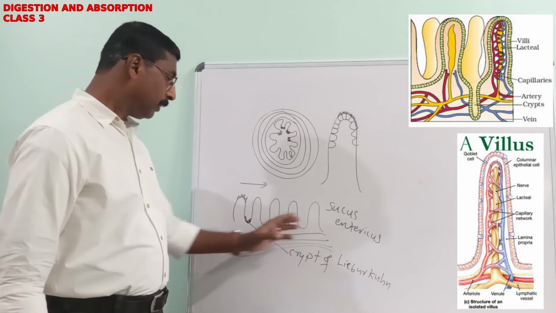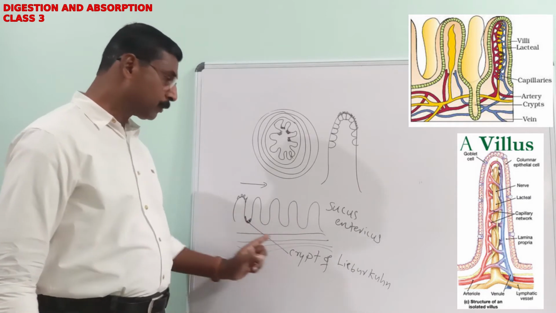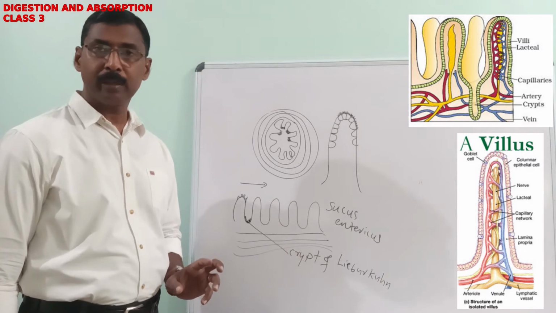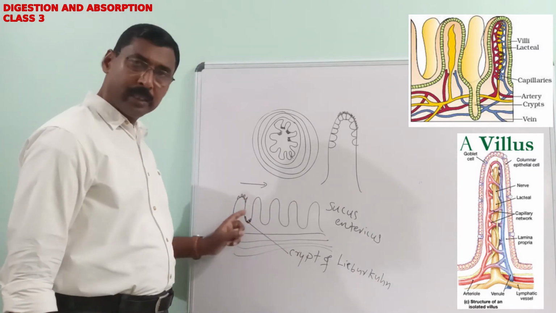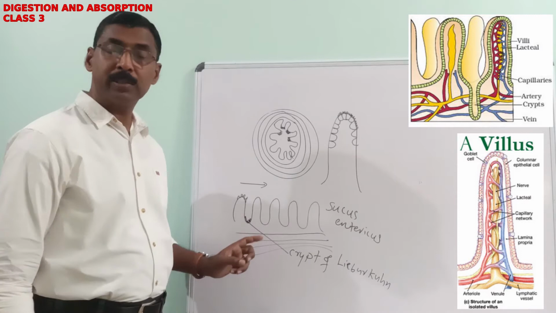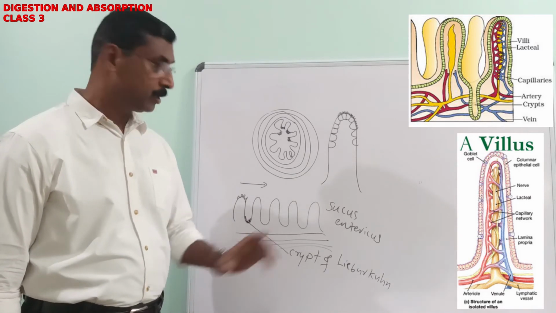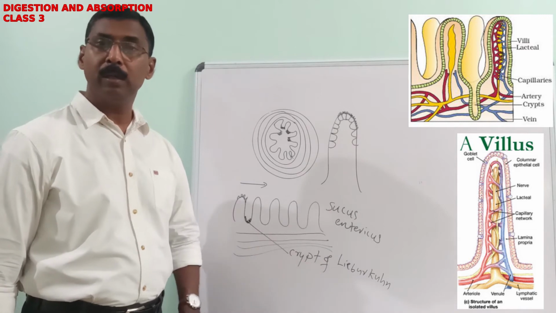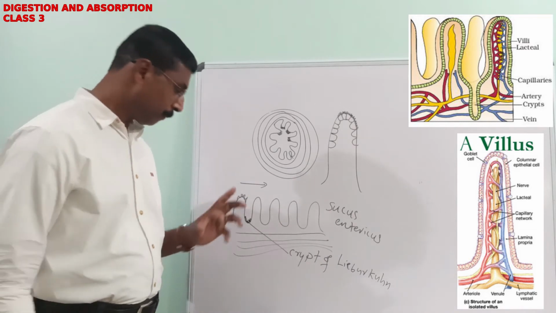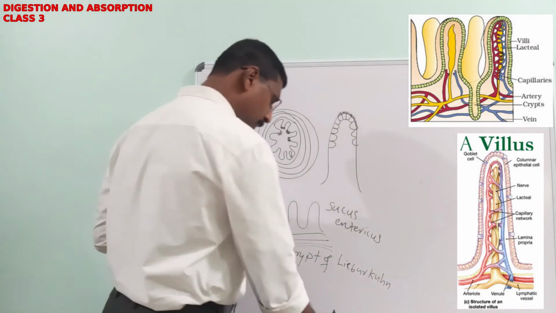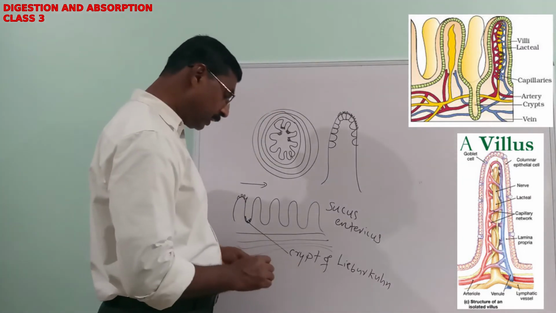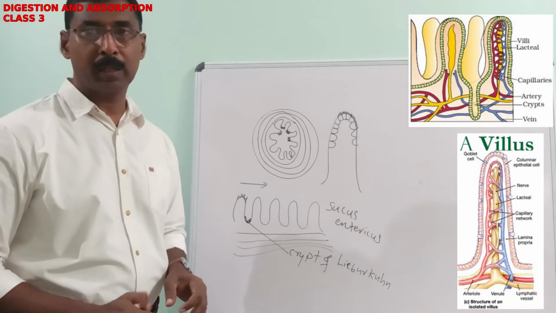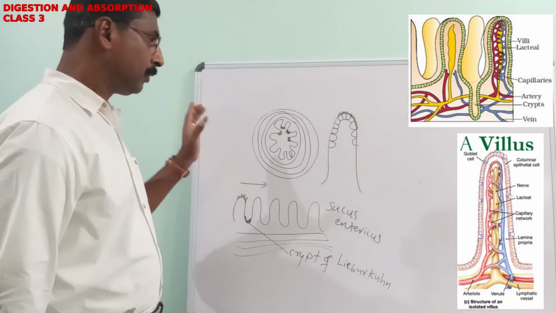ഓക്കെ, അപ്പോൾ വില്ലസിനിടയിൽ, രണ്ട് വില്ലസിനിടയിൽ ക്രിപ്സ് ഓഫ് ല്യൂബർക്കിൻ ഉണ്ട്. ആൻഡ് ദീസ് ക്രിപ്സ് ഓഫ് ല്യൂബർക്കിൻ contain gland cells, and these gland cells secrete succus entericus, which contains enzymes, digestive enzymes. Okay. അപ്പോൾ ഇത്രയുമാണ് ഇതിന്റെ ഹിസ്റ്റോളജിയെ കുറിച്ച് നമുക്ക് പഠിക്കാനുള്ളത്. ഹിസ്റ്റോളജി ഓഫ് alimentary canal. So once again, let us see the first layer.